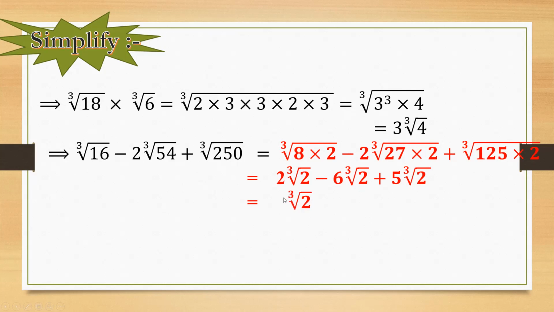So the answer will be the cube root of 2. And here I have 1, but I don't write it. Again, I put the cube root of 2 as it is. The cube roots of 2 are like terms, so I put it without any change. 2 minus 6 equals negative 4, and negative 4 plus 5 will be 1. So the answer will be the cube root of 2.